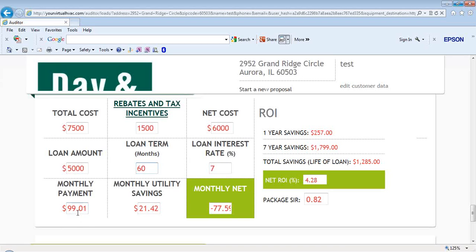The monthly payment for them is going to be $100. They're going to save $21 a month on utilities. So really, it's kind of like they're paying $77 a month instead of $99, because the utilities are going to offset a little bit of it.